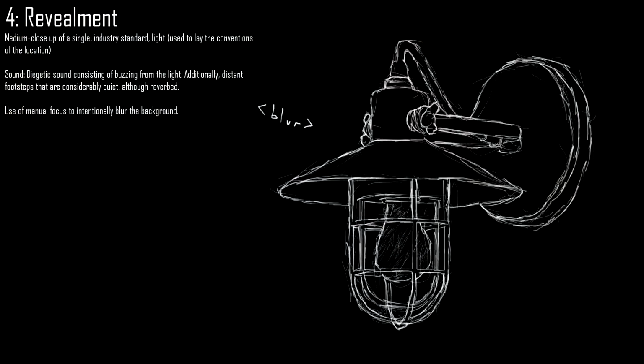This is the point where the audience knows where we are. Location has obviously been identified. There's a medium close-up of a single industry standard light. It layers the conventions of the location, and hence the audience is able to identify where we are. The diegetic sound of the buzzing of the light is present, which creates more of a real environment. We can hear sounds coming from outside and inside the warehouse. There are also distant footsteps to emphasize that a person has just entered the facility, and we're going to use manual focus to blur the background when looking at the industry lights for nice effects.